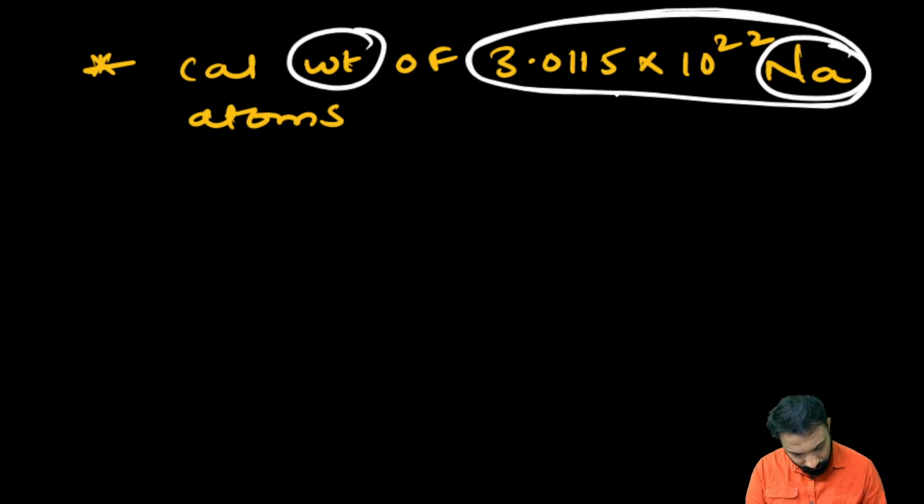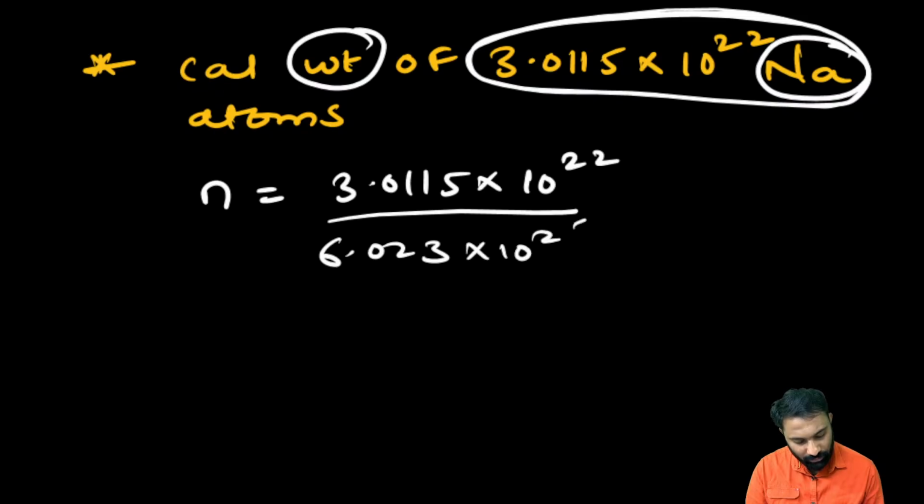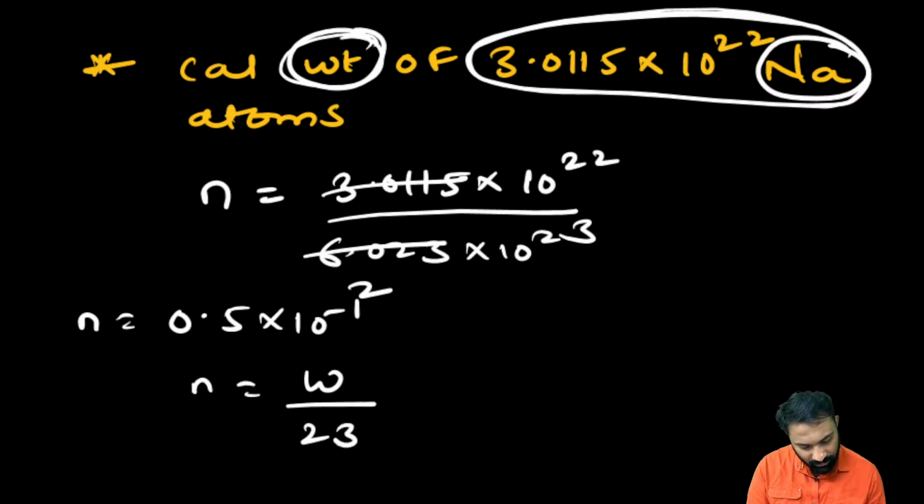Sodium atom. Now, first find the number of moles. Number of moles is 3.0115 into 10 to the power 22 by 6.023 into 10 to the power 23 atoms. Then it will become 1 by 2. Then number of moles is equal to 0.5 into 10 to the power minus 1 we got, right? Then after that he is asking the weight of that sodium atom. Number of moles is equal to weight by sodium molecular weight, which is 23.